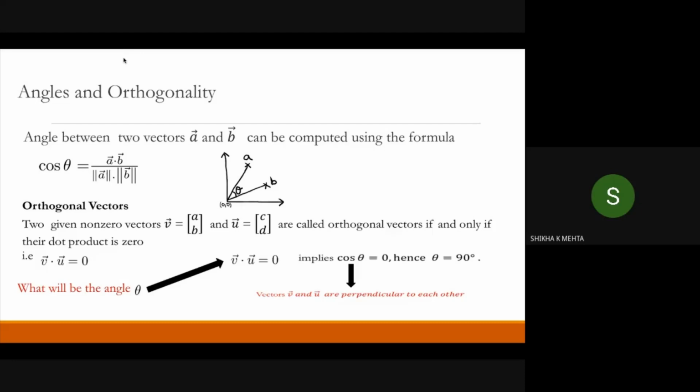So we can work in both directions. If you have the information that theta is equal to 90 degrees, you can imply that both vectors are perpendicular to each other. And if you have the dot product information, from that also you can derive the value of the angle, and then conclude that these two vectors are orthogonal, or perpendicular, to each other.